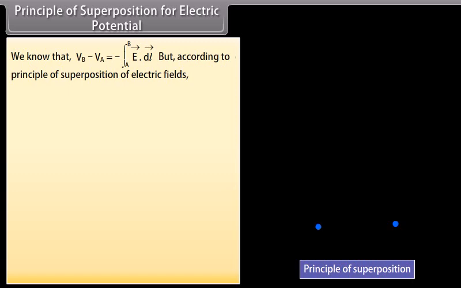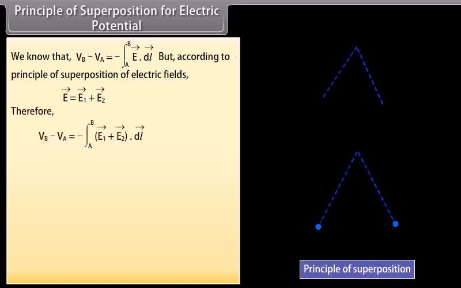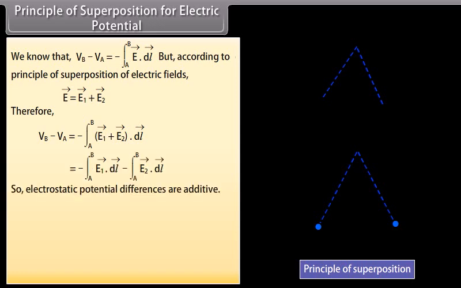But according to the principle of superposition of electric fields, E vector is equal to E1 vector plus E2 vector. Therefore, VB minus VA is equal to minus integration from A to B of (E1 vector plus E2 vector) dot dl vector. So, electrostatic potential differences are additive.